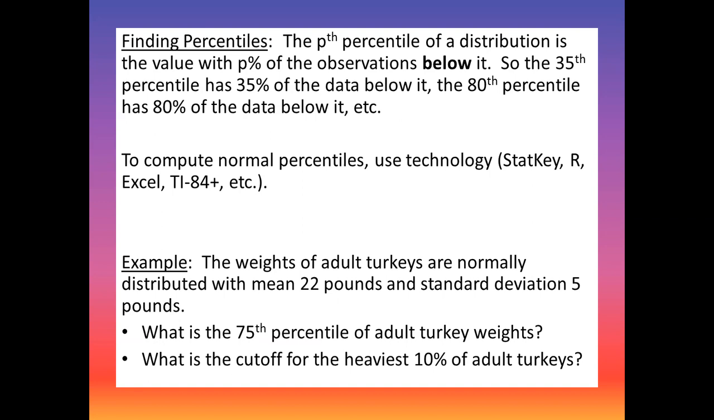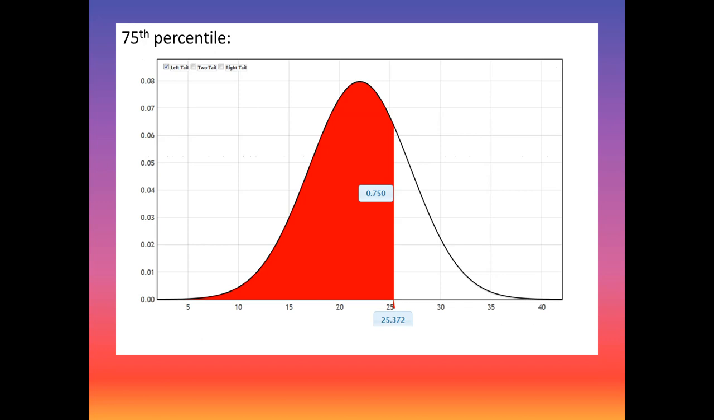The example at the bottom: the weight of adult turkeys is normally distributed with a mean of 22 pounds and a standard deviation of 5 pounds, and then there are a couple of percentiles that we want to figure out. By definition, the 75th percentile has 75% of the data below it, so I want a left tail with 0.75 in the left tail. That's the thing that I'm specifying, and the answer is 25.372.